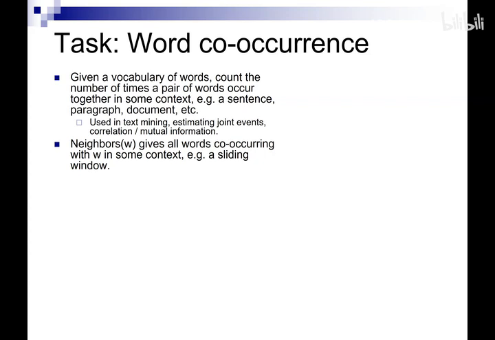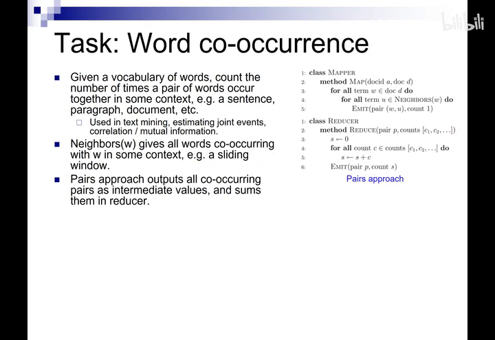Okay, so neighbors of W is going to be all of the words that co-occur with the word W in some context. For example, if we're using sentences as our context, the neighbors of W would take a word from a sentence, and then it would produce all of the other words in that sentence. So we're going to assume we have this sort of function that gives us the context and all of the words that co-occur. And now we're going to look at two different ways of implementing this, of counting word co-occurrence.